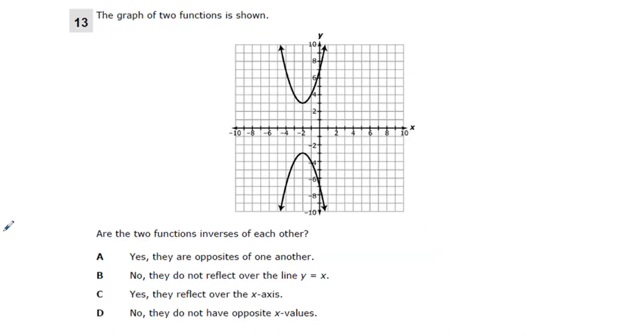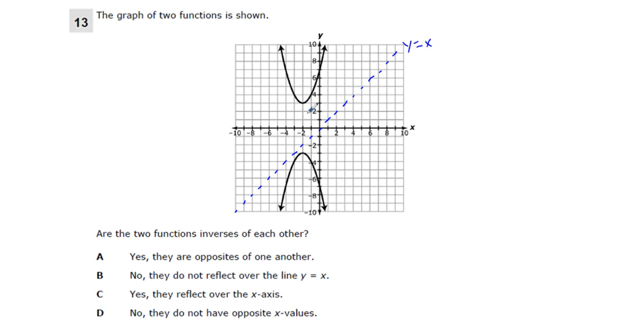Next, 13. The graph of two functions shown are the two functions inverse of each other. Yes, they are opposites. No, they don't reflect about the line y equals x values. One thing we talked about quite a bit is that for functions to be inverses of each other, they're going to reflect about the line y equals x. What I'm doing here, these blue dashed lines, I'm drawing the line y equals x. So it's y equals x.